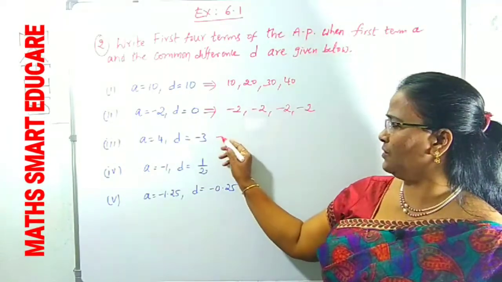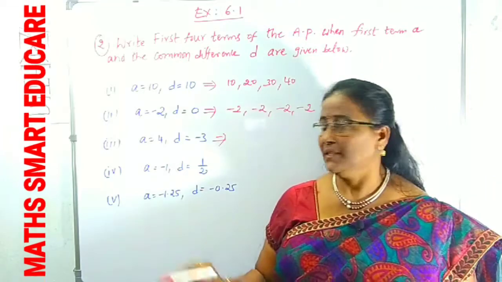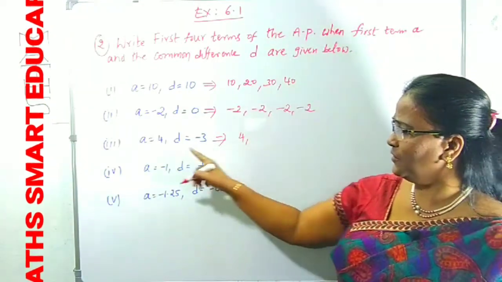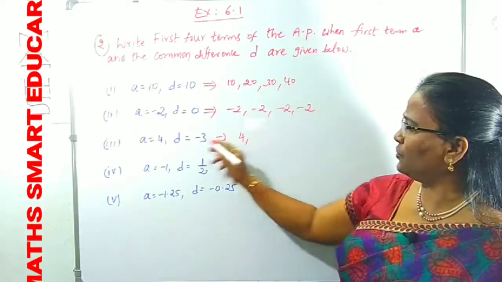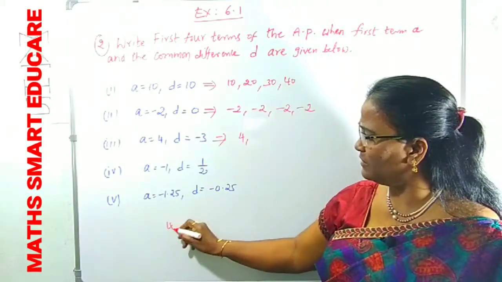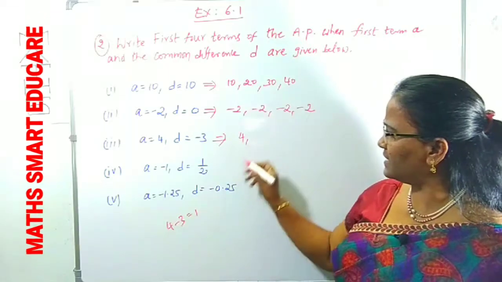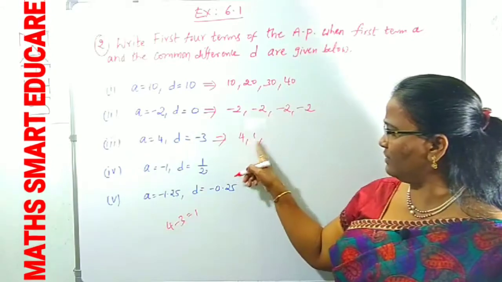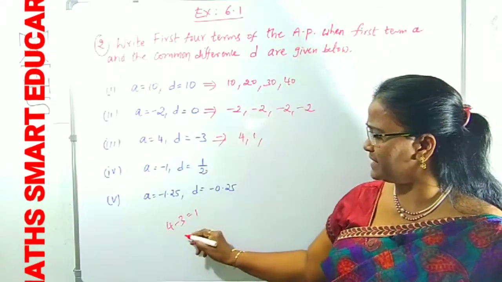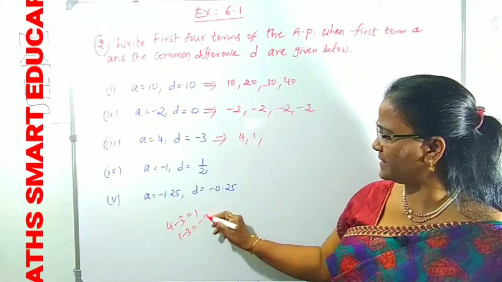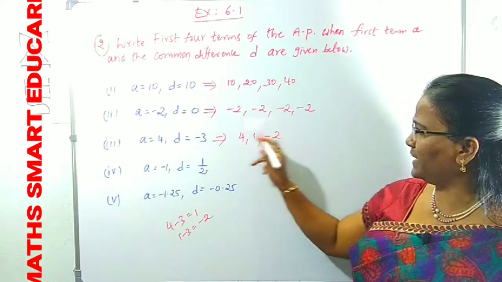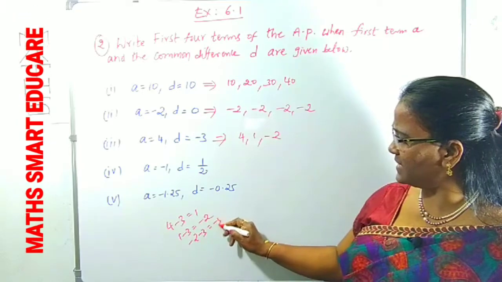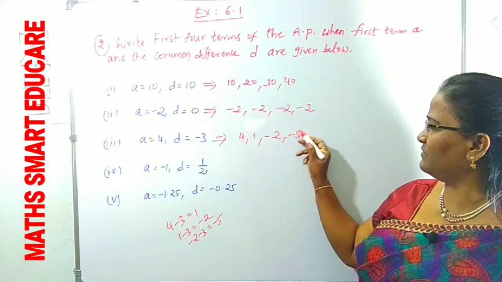Right. Now, how can you do the third bit? What is A? The first term is 4. Adding -3 to 4, that is 4 minus 3, which is 1. Again, the third term: for 1, we add the -3. 1 minus 3 is -2. Again, for -2, we add -3. -2 minus 3 is -5. This is the answer for this bit.